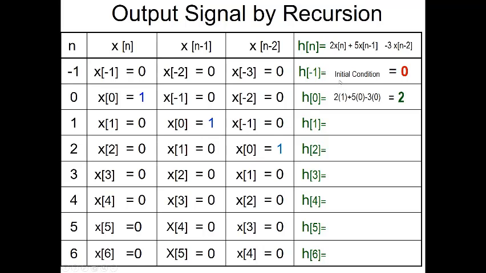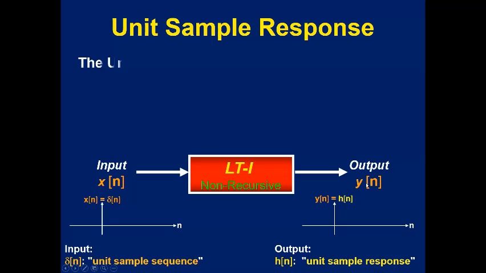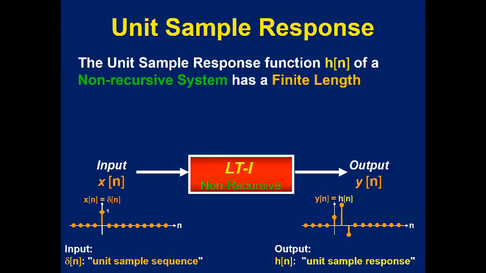And the values we got out when we did this were 2, followed by 5, followed by minus 3, and then everything after that was zeros. So these were the sample values of h of n that the recursion table gave us. And we commented that it appeared to be true, and it actually turns out to be true, that the unit sample response of any non-recursive system has a finite length. There's only a finite number of non-zero samples in the unit sample response, and then it goes to 0.